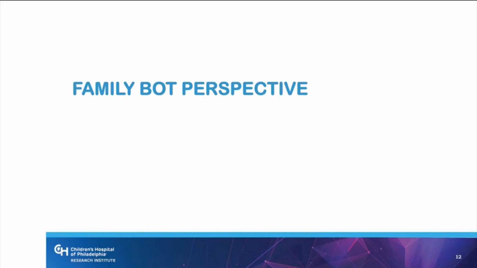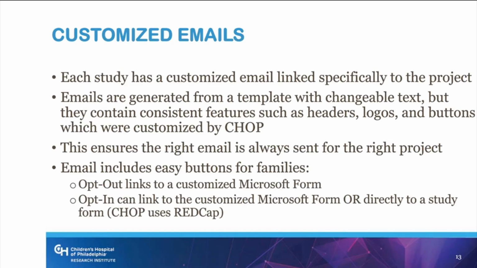Now I'll go into a little bit of detail on the family bot perspective. From a family perspective, they will receive an email similar to what they would have received in the past. Each email is customized specifically to a project, which helps, again, reduce any risk of error. Emails are generated from a template that has changeable text, but they contain consistent features such as headers, logos, and buttons, which are customized by CHOP.